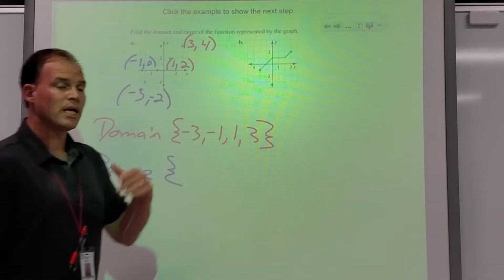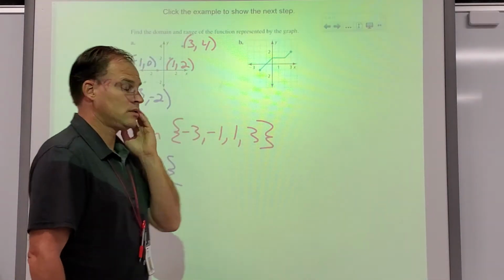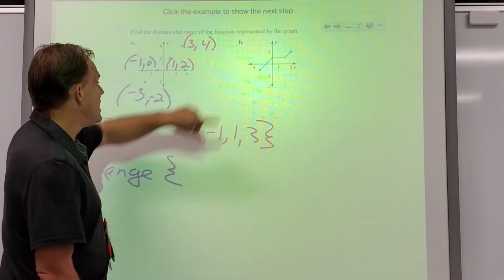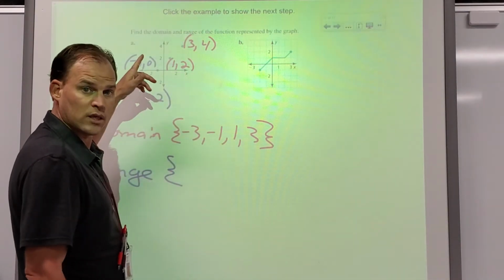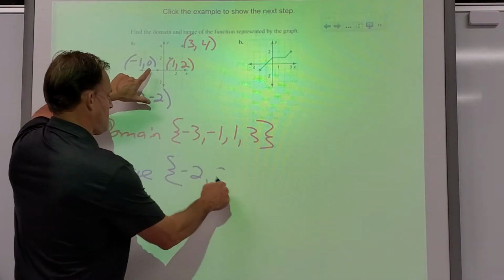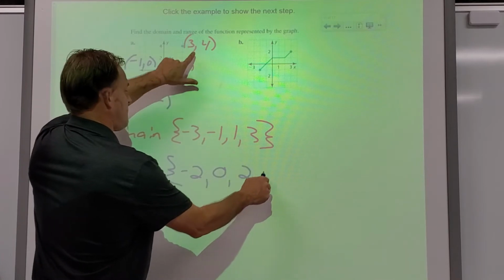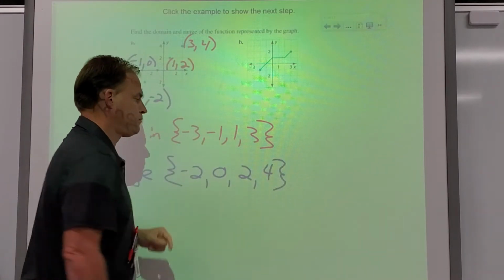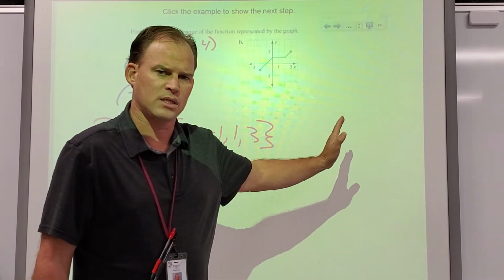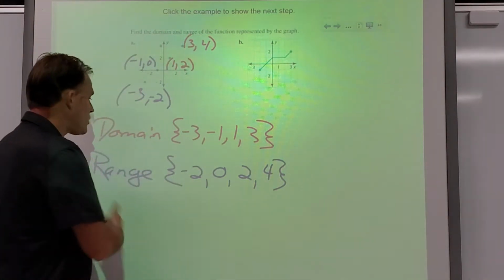My range is my y coordinates. Again, I just look at the coordinates and list them. That's why it's really helpful to write the coordinates down. So here I have, generally speaking, you want to write these in order smallest to greatest, right? So there's my domain and range.